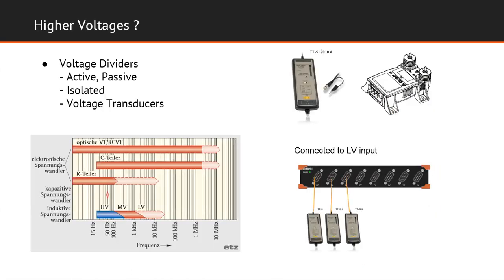If we measure higher voltages, then we can use voltage dividers, active, passive isolated, or voltage transducers. The ground connection needs to be connected, but it can be directly connected to the LV input. Therefore we can also measure higher voltages.